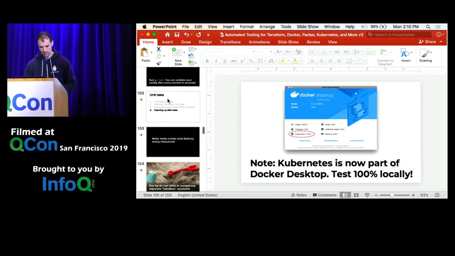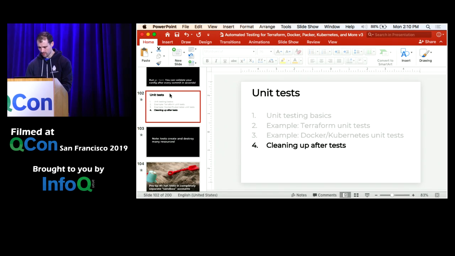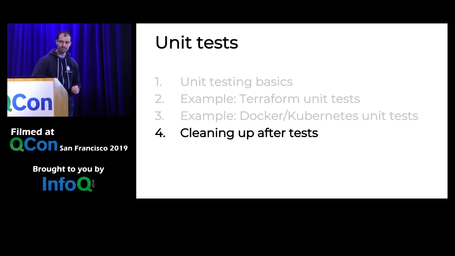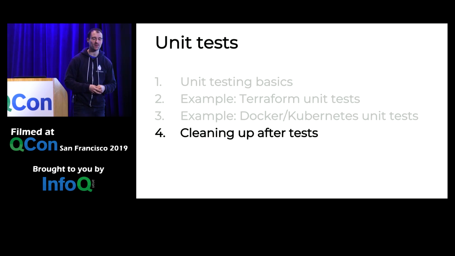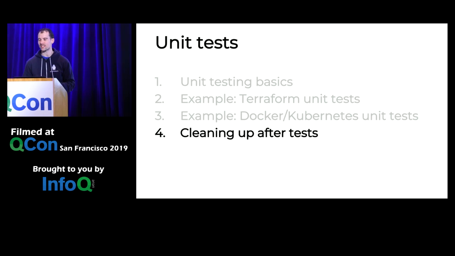All right, so that is unit testing. A lot of people see this and they're like, is that it? Like, there's no magic? There's no magical thing that does this for me? And no, that's it. You're just automating the things you would have done manually. That's the basis of unit testing infrastructure code.